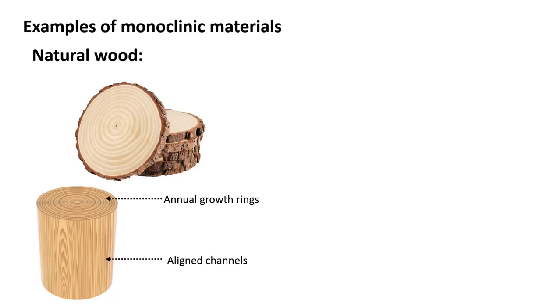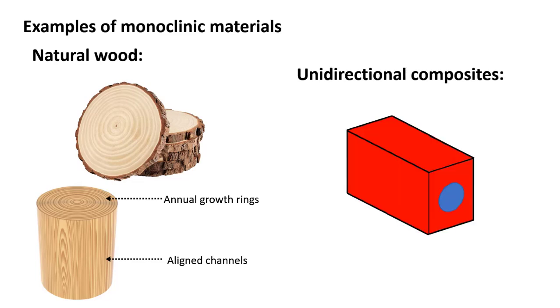Another important example is unidirectional composite materials. In a unidirectional composite, the fibers are aligned in one direction. The plane perpendicular to the fiber direction can be considered a plane of material symmetry. These examples help us connect the mathematical formulation of monoclinic materials to real materials that we encounter in engineering and in nature. I hope this video helped you understand the concept of material symmetry and the stiffness formulation of monoclinic materials more clearly.